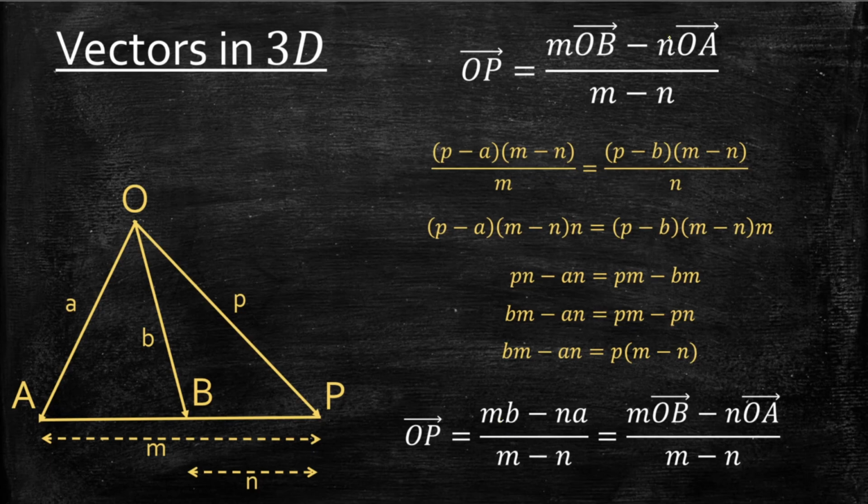Now, we need to prove this result, not in terms of B and A, but in terms of OB and OA. Now, at the start of this, we said that B is the same as OB, and we said that A is the same as OA. What I've done there is we've shown that our vector P, which is OP, is the same as MB minus NA all over M take N. And we know that B is the same as OB, A is the same as OA, and this proves the result.